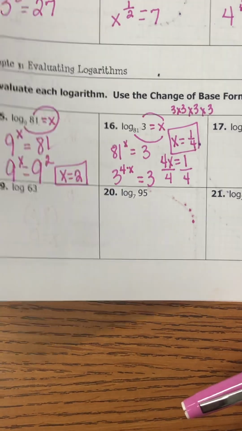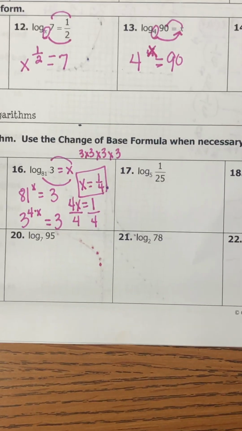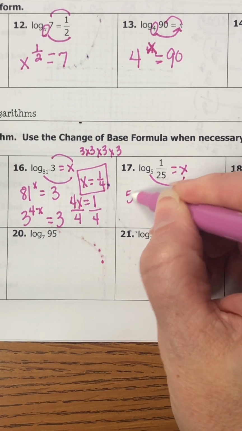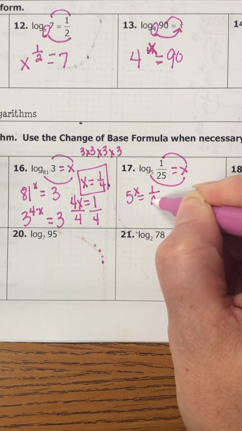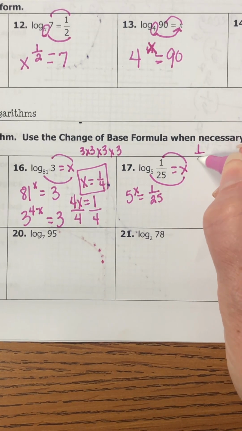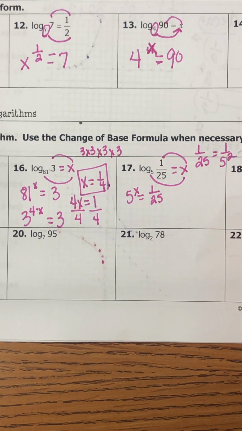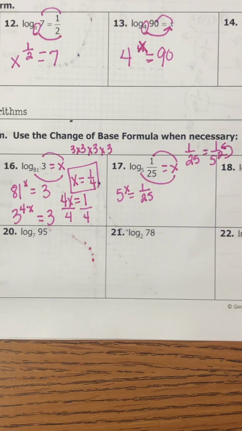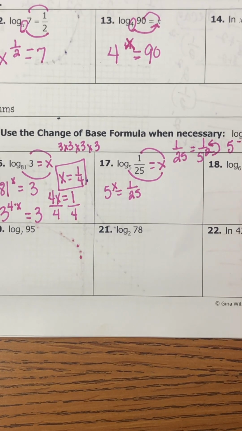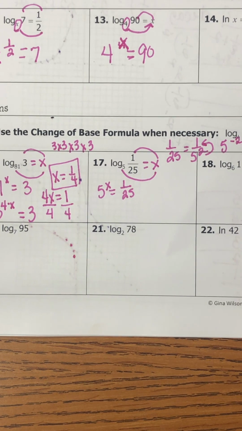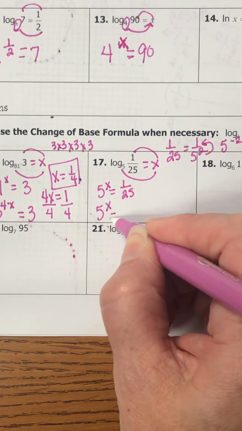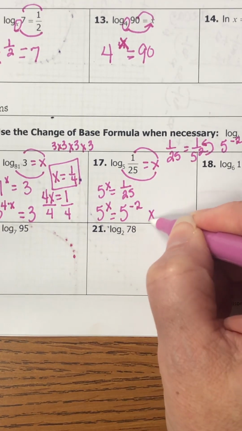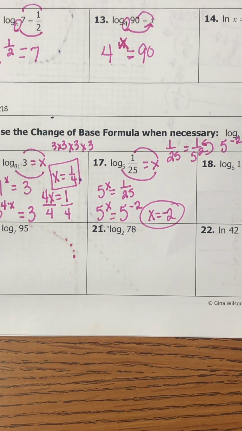Okay, so looking at this next one, let's set this equal to x, and once again we're going to loop around. So we'll have 5 to the x is equal to 1/25. Now we know 1/25 is the same thing as 1/5 squared. So in order to change this from a denominator to a numerator, we'll move it up, and our positive 2 will become a negative 2. So now we'll have 5 to the x is equal to 5 to the negative 2. Since our bases are now the same, I can set my exponents equal to each other to get x equals negative 2.